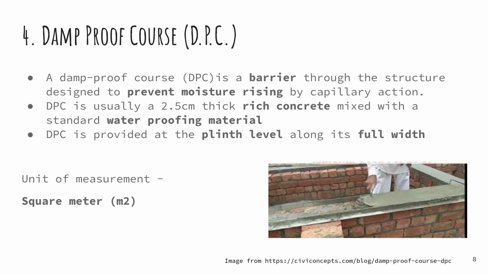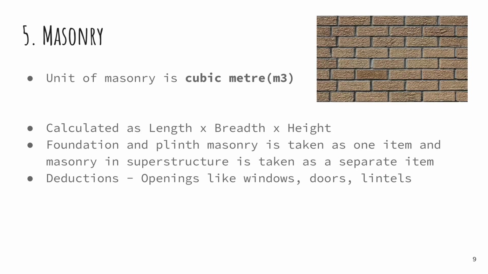So towards right, you can see a person who is working with a damp-proof course. He is actually standing on the ground level, and the brick that you see already being constructed is the one at the plinth level. So here he's doing the works of the damp-proof course on the layer just above the plinth level, so that moisture doesn't rise to the superstructure above.